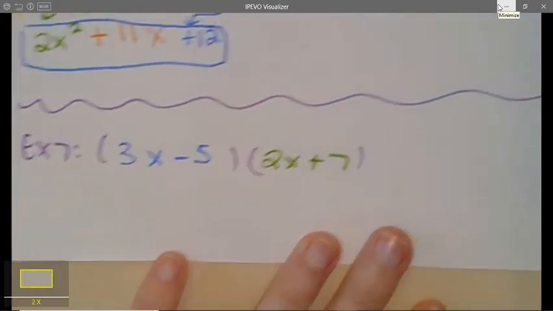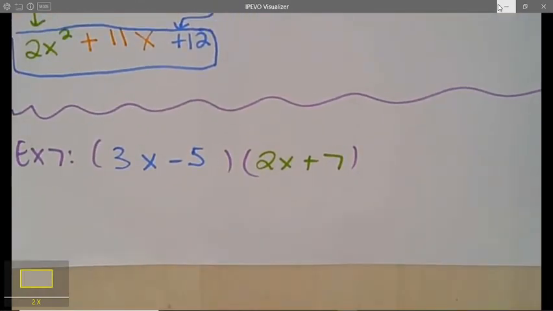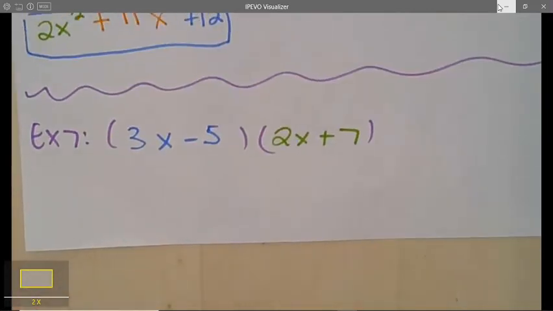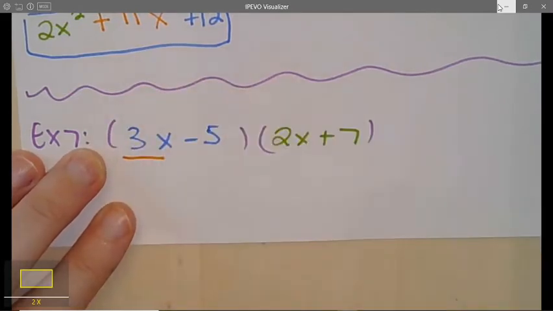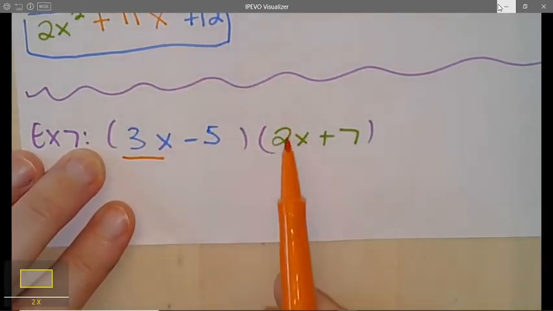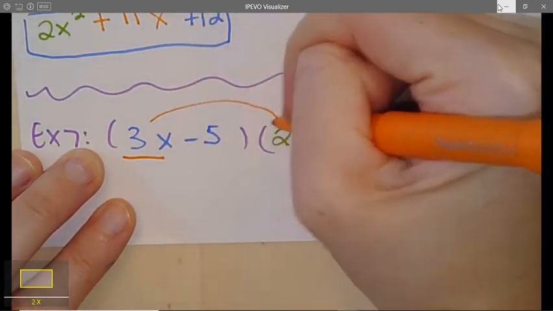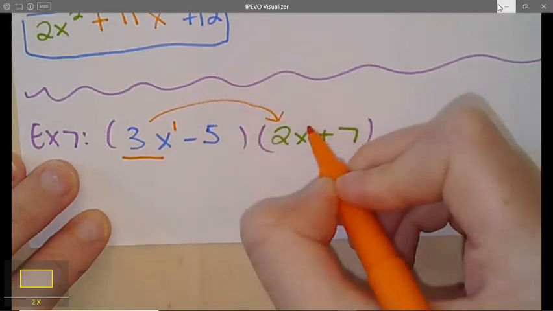Okay, let's get going on example 7, which is pretty much going to be the same thing as example 6. So let's get started. Again, I'm going to start with the first term in my first parenthesis, and I'm going to multiply that to every single term in my second parenthesis, which has only 2 terms, so I'm only going to do this twice.